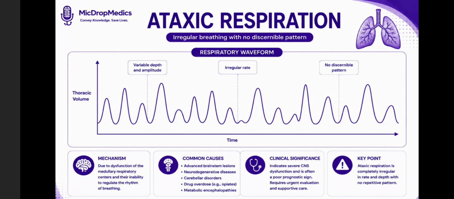the rhythm of breathing. You will see this in advanced brainstem lesions, severe cerebellar disasters, metabolic encephalopathies, or profound drug overdoses such as acute opiate toxicity. Ataxic respiration carries a very poor prognostic significance and is often a final step before complete respiratory arrest.